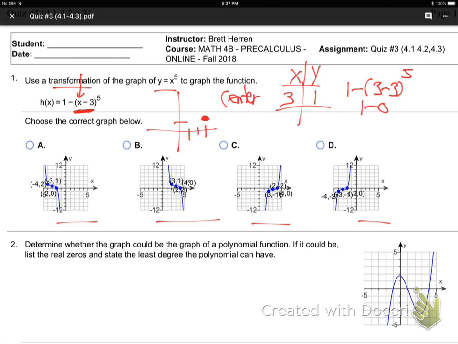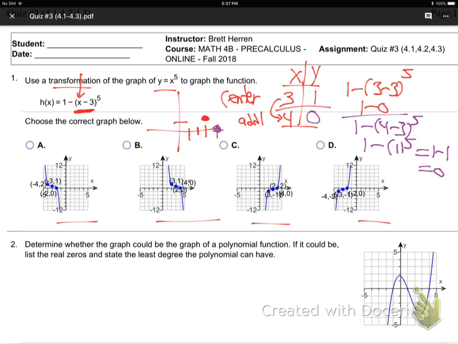Now what do you do for another point? Add 1. So add 1 to that, 4. Plug in 4. What are you going to get? 1 minus 4 minus 3 to the 5th, which is 1 minus 1 to the 5th, which is 1 minus 1, which is 0. So over 4, up 0. So this is the center point, and this is the other point.